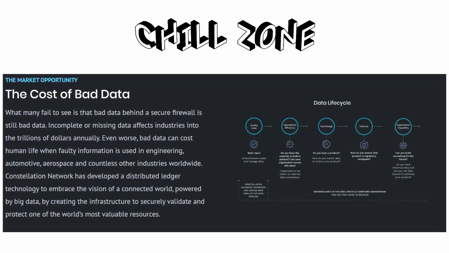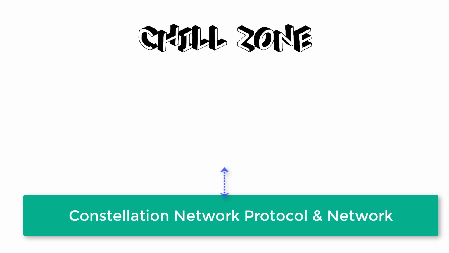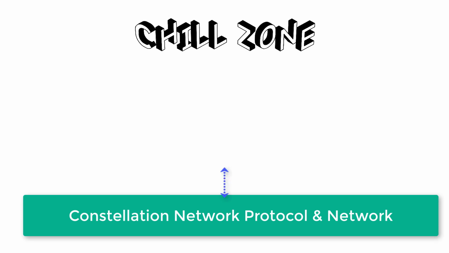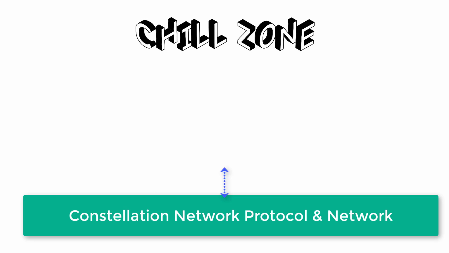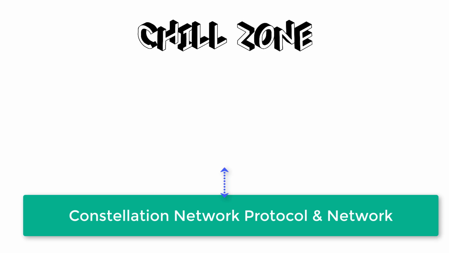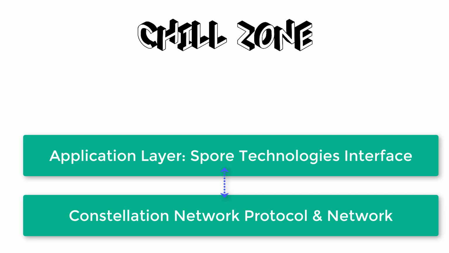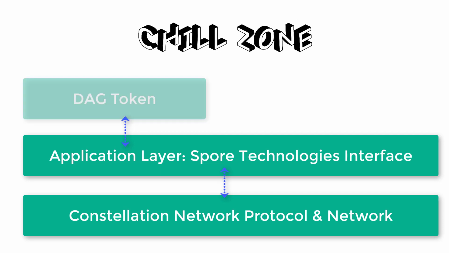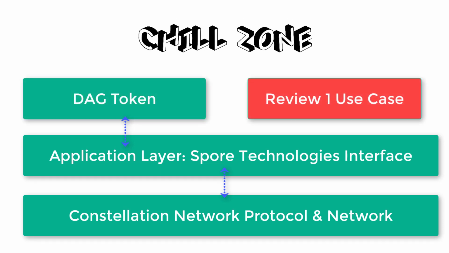Obviously, this is data. Now, the core components of the Constellation Network: first is the Constellation Protocol, which serves as the network's consensus hub. The network serves as the data and infrastructure layer. This is where the data is transferred, audited, and traced. Built on top of the Constellation Protocol and network is Spore, which serves as a user-friendly interface to the network. And finally, we'll discuss the utilities of the token and, of course, look at a few use cases that have been presented by the team.